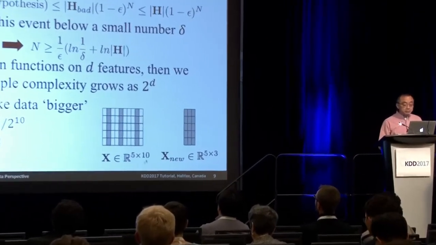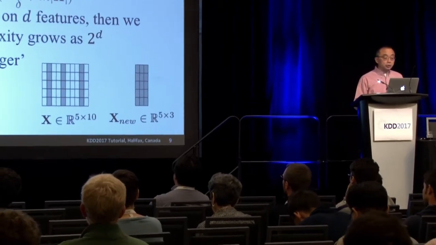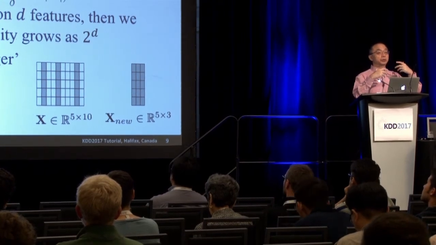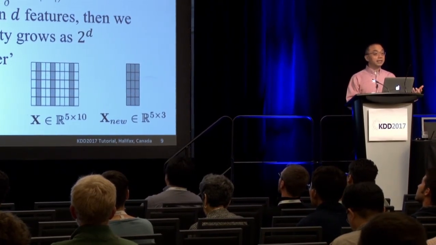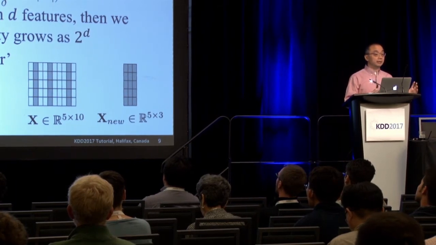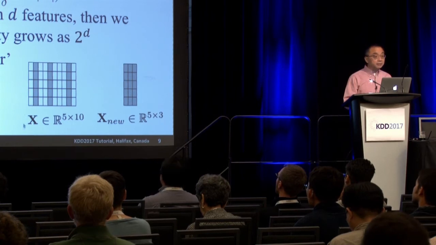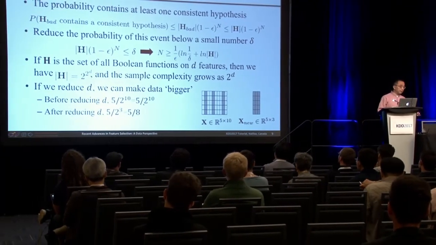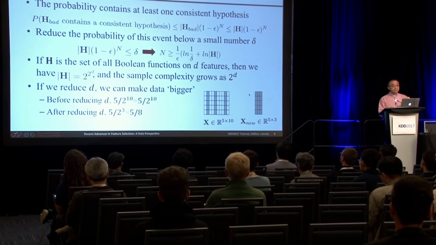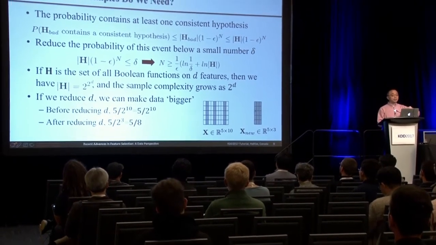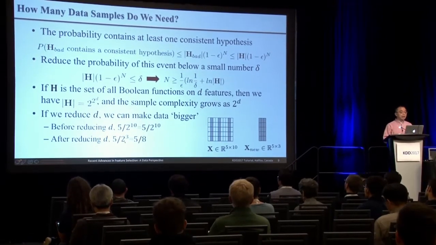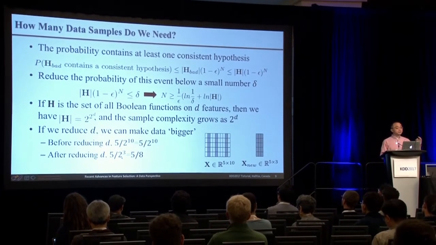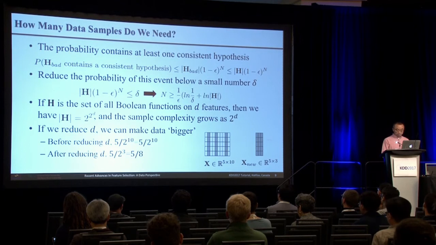This is the space you can have, the total number of data points you can have. That's 2 to the power of 10 for binary data. And because I only have 5 instances, 5 over 2 to the power of 10 is very small. But if we do feature selection, then we reduce the 10 to 3, then suddenly look how much data I have. I have more than 50%. That's why feature selection can help you.